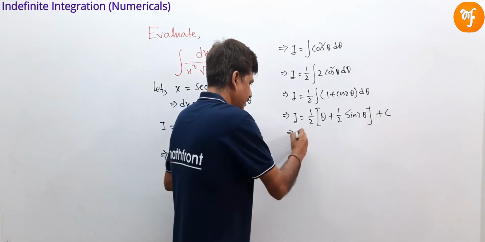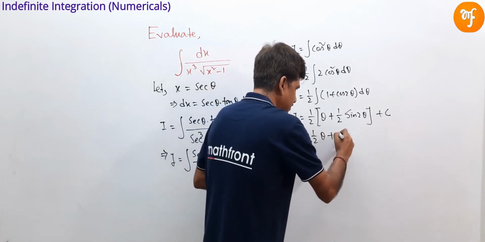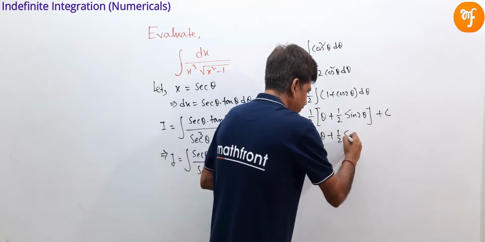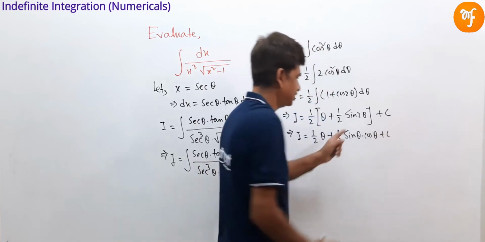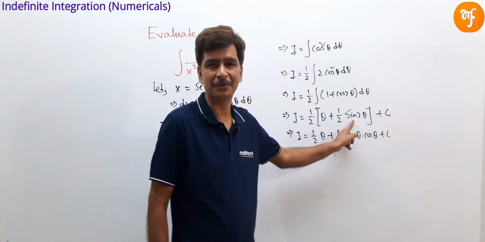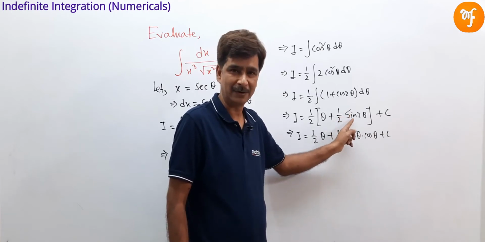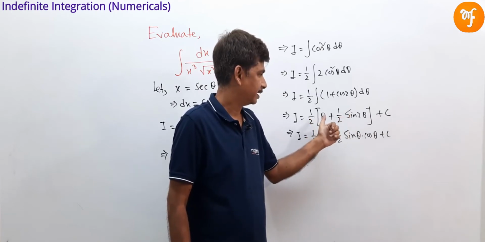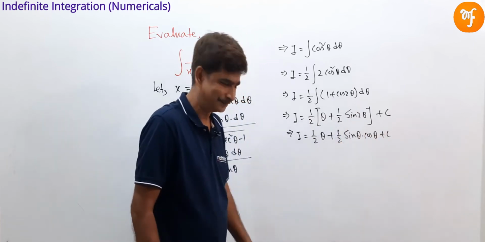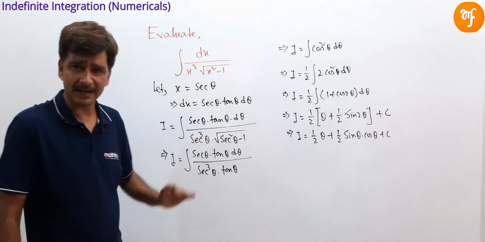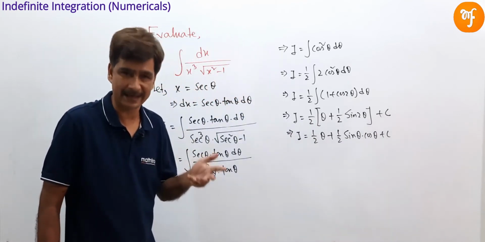So I becomes half of theta plus half of sin theta into cos theta plus c. Here we just break sin 2 theta as 2 sin theta cos theta, so half and 2 will be cancelled from here. So half into sin theta cos theta becomes half sin theta cos theta plus c. Clear? Now to get the final answer, we have to convert all of this in the form of x.